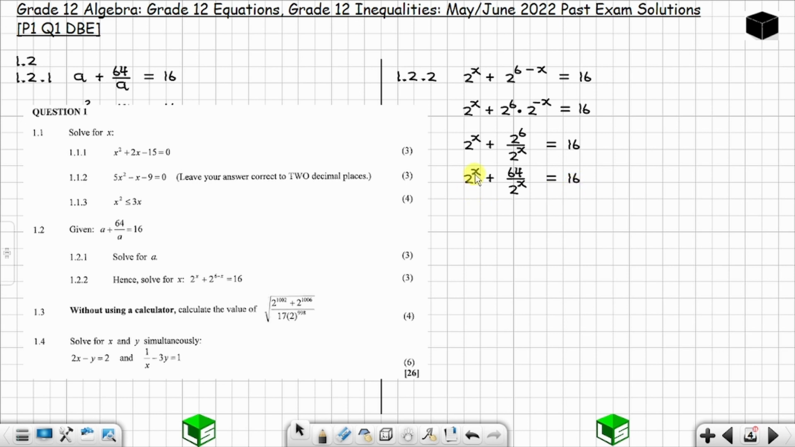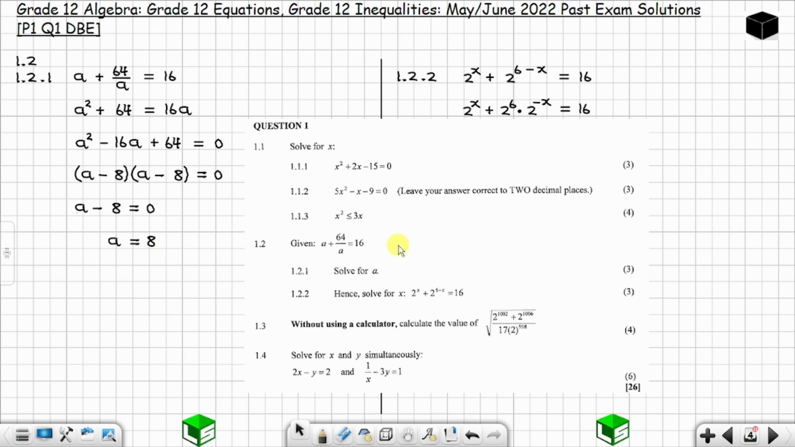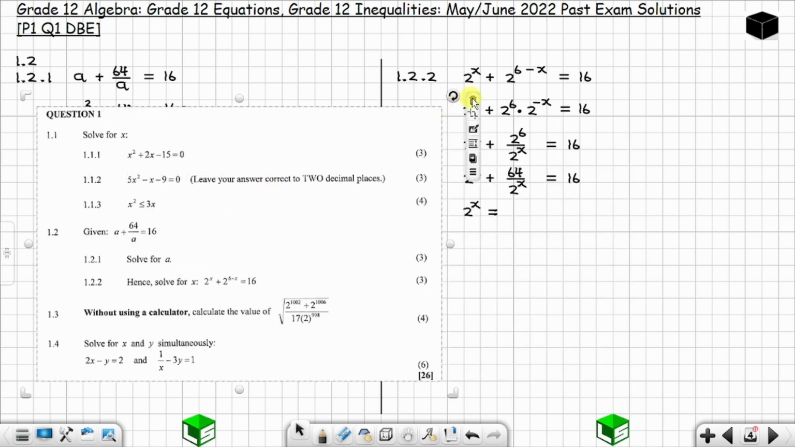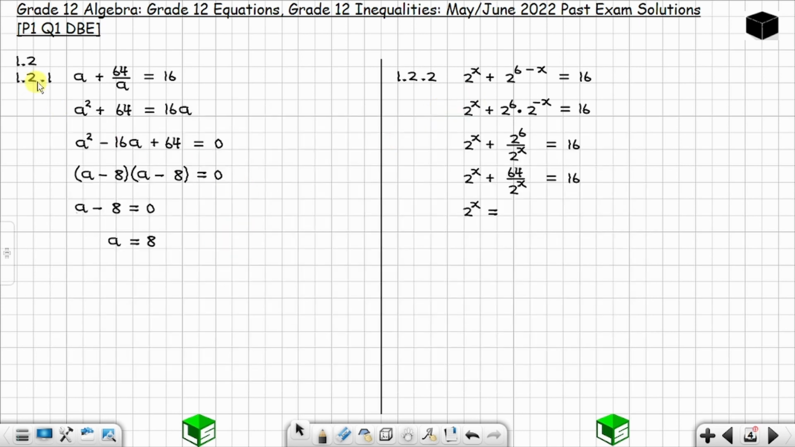So 2 to the power of x is equal to a, right? And so 2 to the power of x is equal to your a, you calculated it, your a is equal to 8, okay? I can close this. So from 1.2.1, your a is equal to 8, okay? So 2 to the power of x is equal to a when you look at the question, and you know that a is equal to 8.